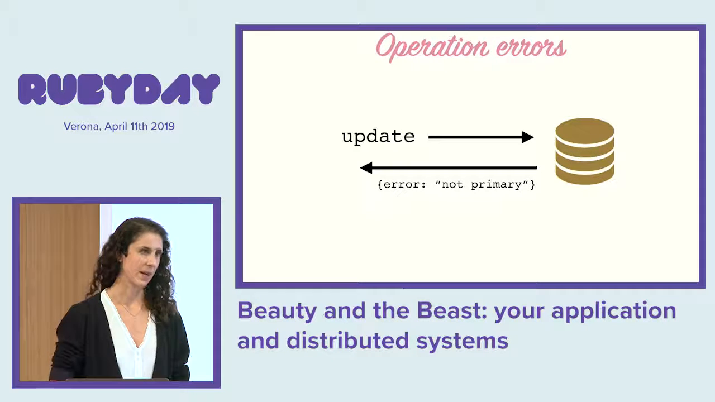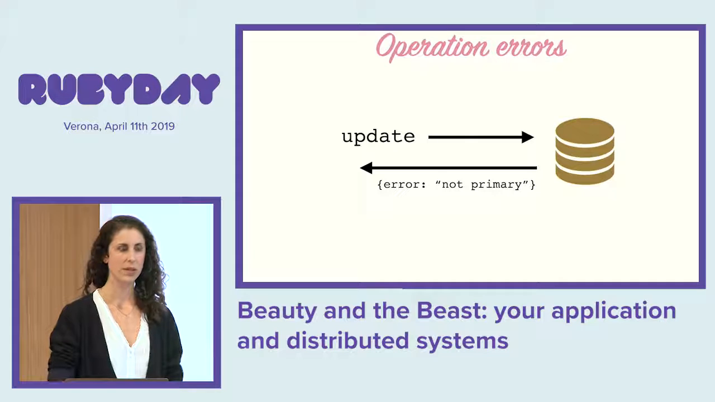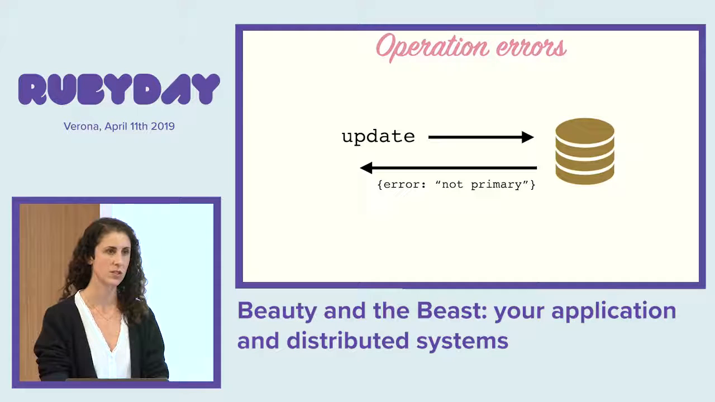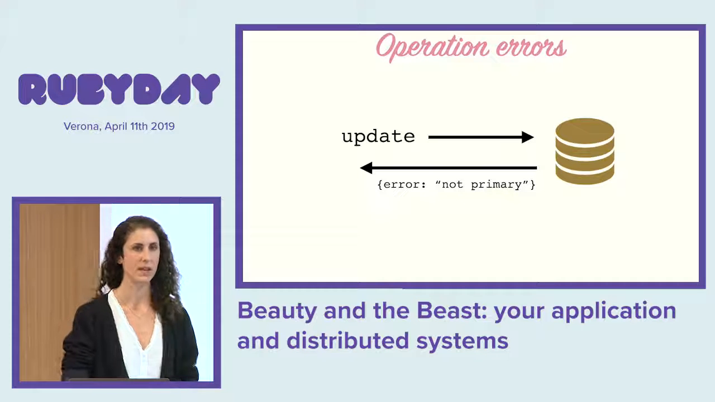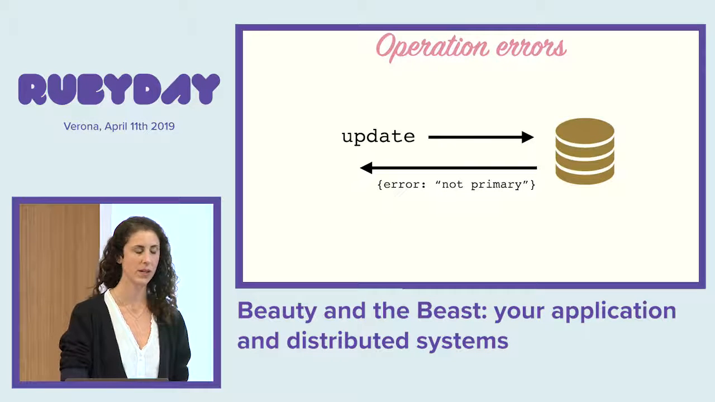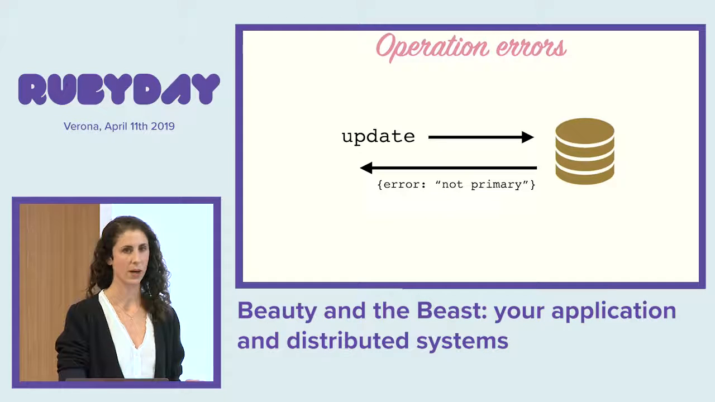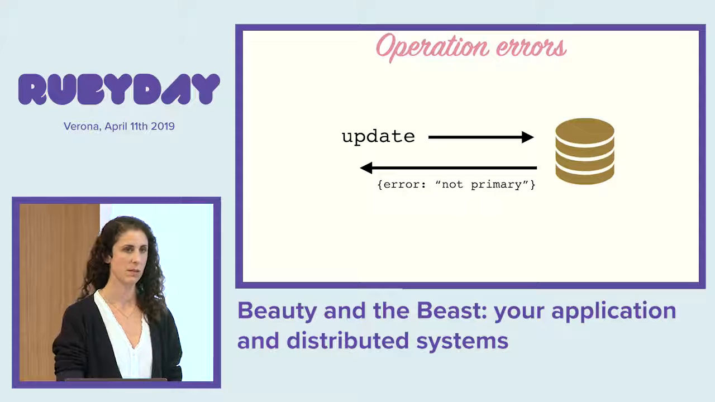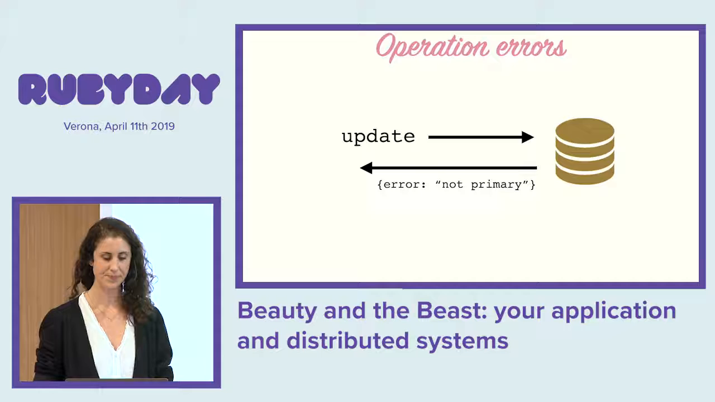Or you could get something like not primary. This is taken from MongoDB. If you select a server to send a write operation to, and then an election happens, and that server is no longer a primary, it will return an error to you saying, hey, I can't take this write operation. I'm not a primary. You have to figure out who the primary is and send the operation to that server.